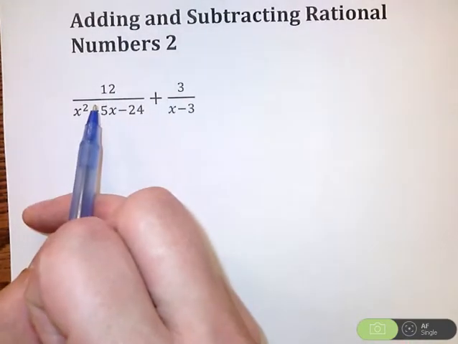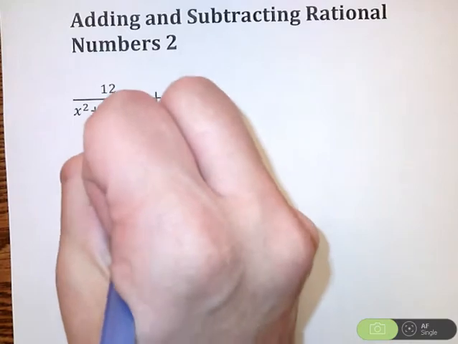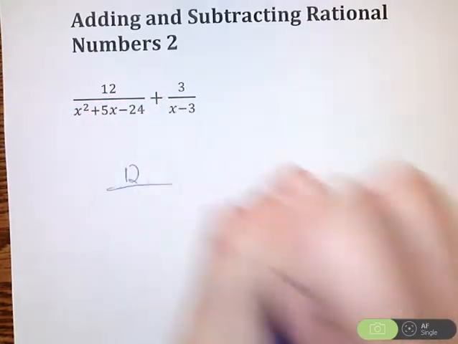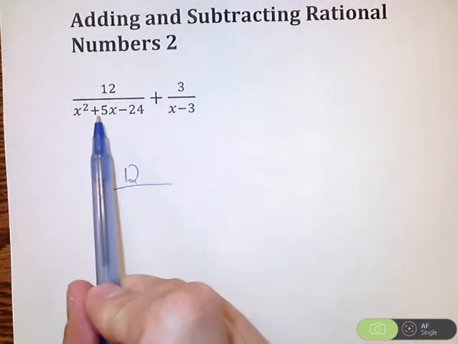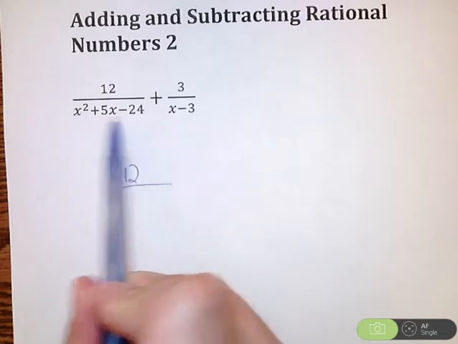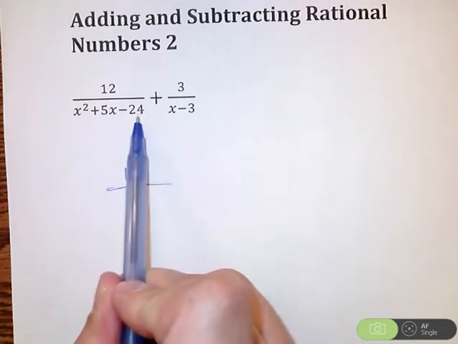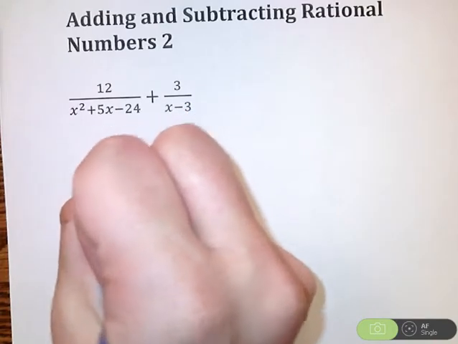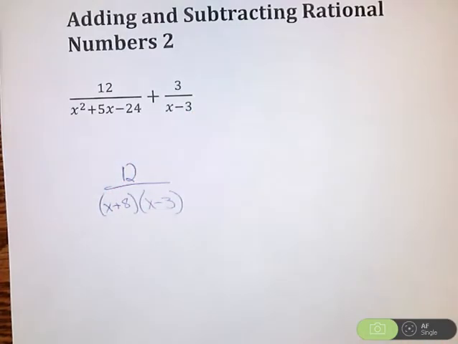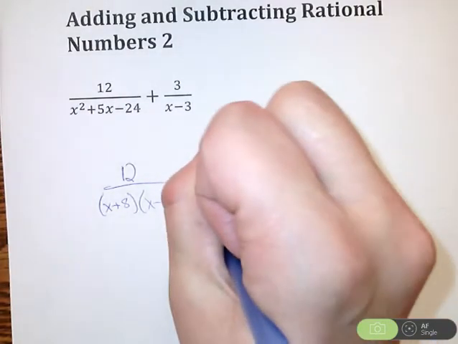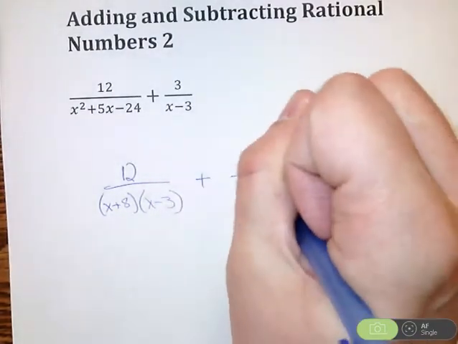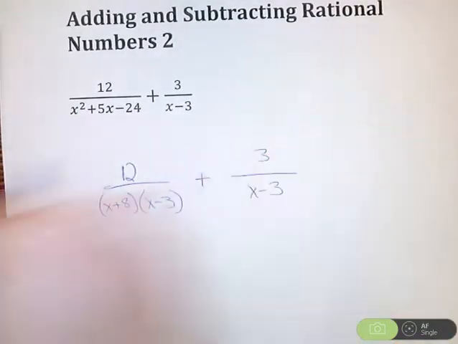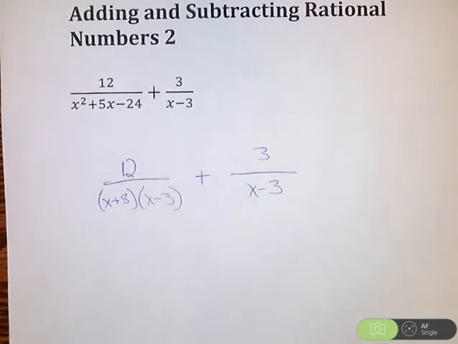So the first thing I'm going to do is factor each denominator to make sure we have common denominators. So if I have x squared plus 5x minus 24, looking for two numbers that multiply to negative 24 but add to 5, my factors are going to be x plus 8 and x minus 3. And then in my other fraction, 3 divided by x minus 3, that is already factored, so we don't have to do anything with that.